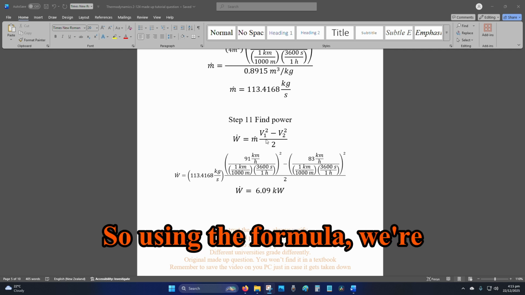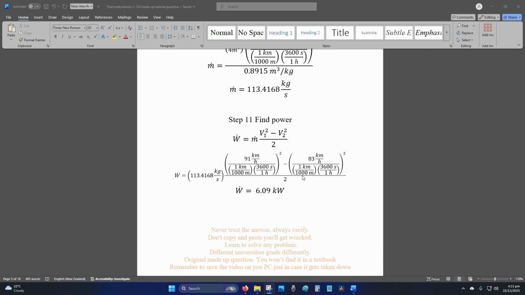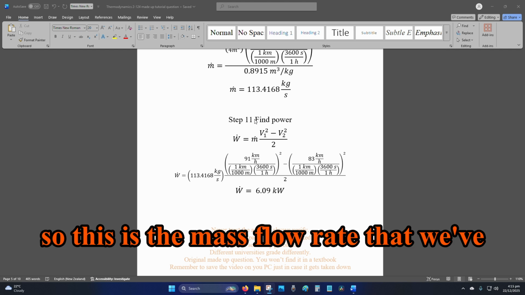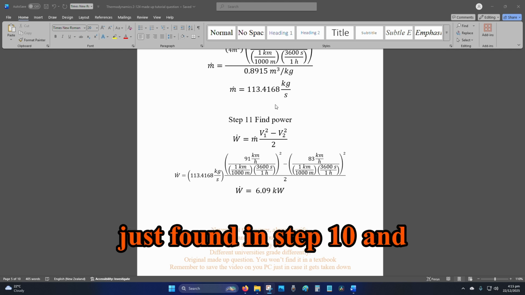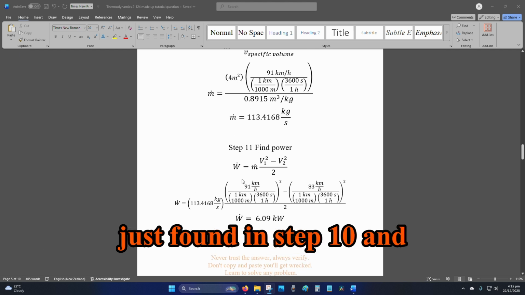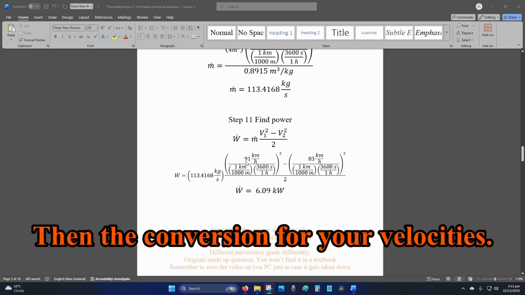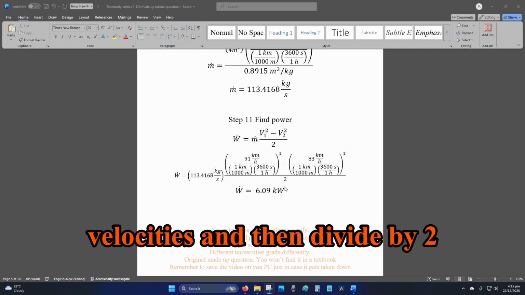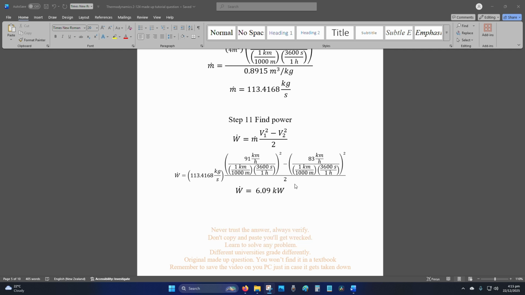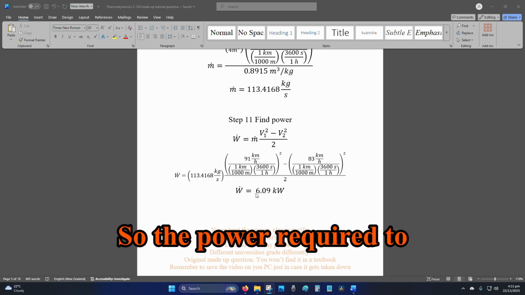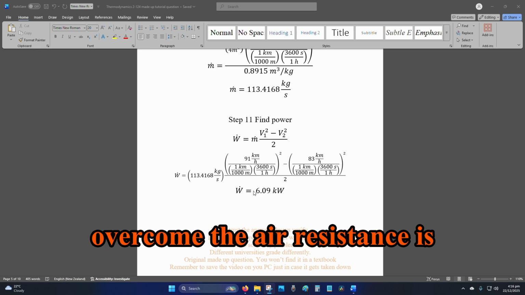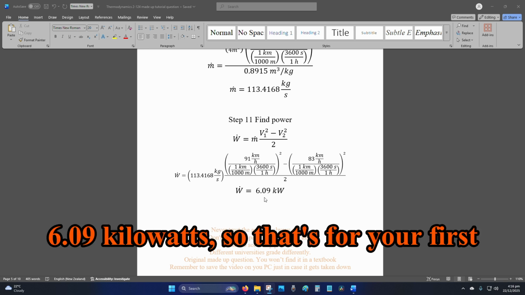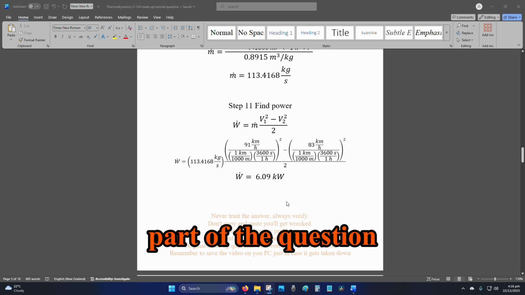So using the formula, we're just going to plug in everything. So this is the mass flow rate that we've just found in step 10. And then the conversion for your velocities. Make sure you square both of the velocities and then divide by 2. So the power required to overcome the air resistance is 6.09 kilowatts. So that's for your first part of the question.